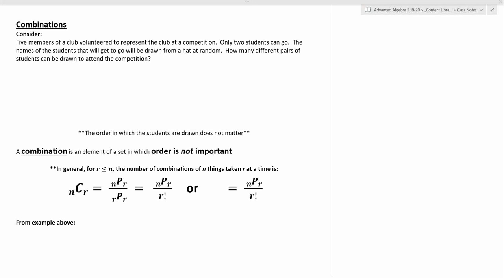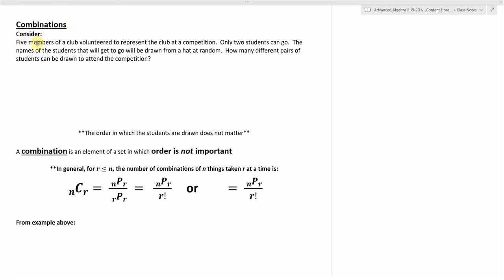Let's move on now to talk about combinations and see how they're different than permutations. The key difference is permutations are arrangements, combinations are just groupings. So essentially in a permutation order matters, in a combination order does not matter. But let's look at an example.